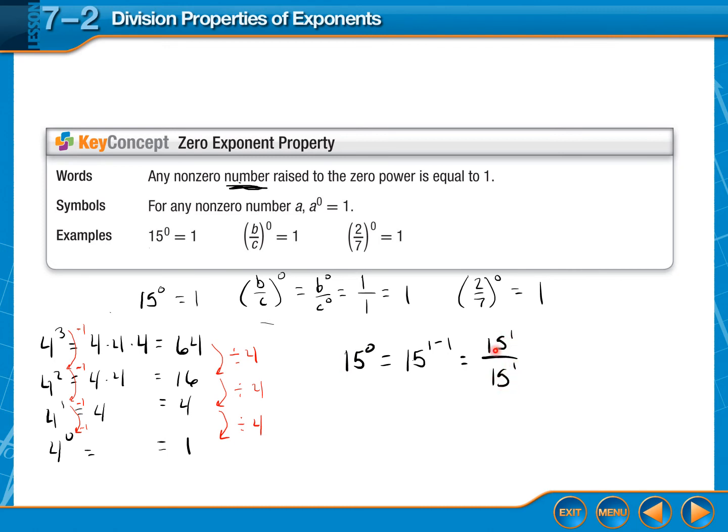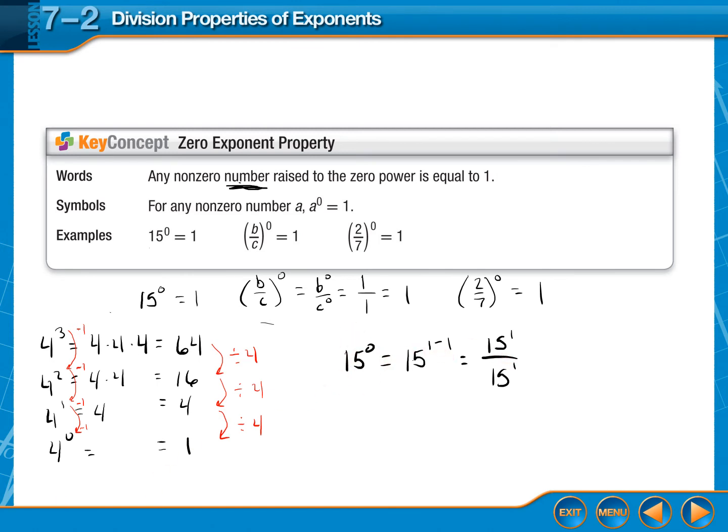I would write that as 15 and then subtract the exponents, 1 minus 1, and that would give me 15 to the 0. So we're kind of working backwards here. We're starting at the end and we're going back to the beginning. So if we were here and we worked this way, you would be able to do these steps and get 15 to the power of 0.